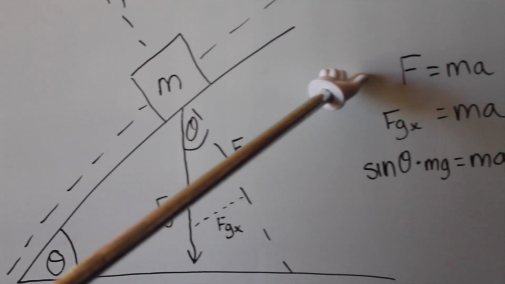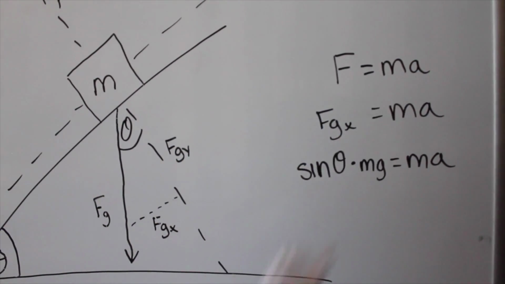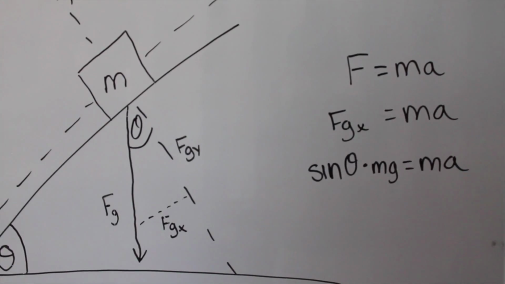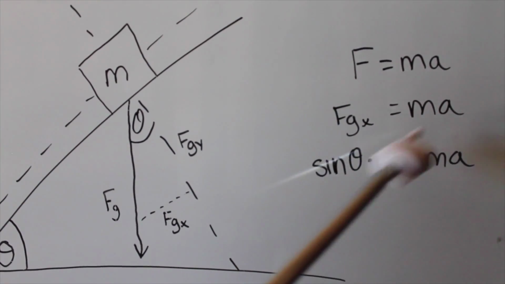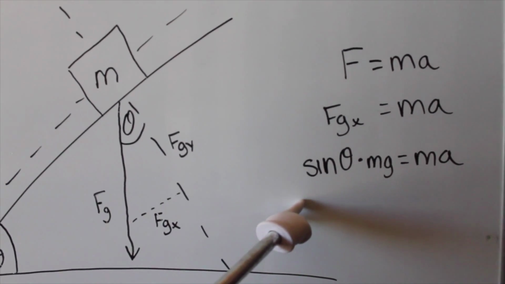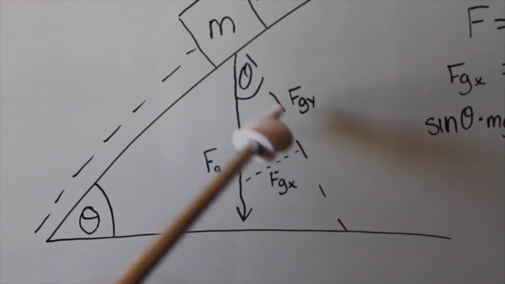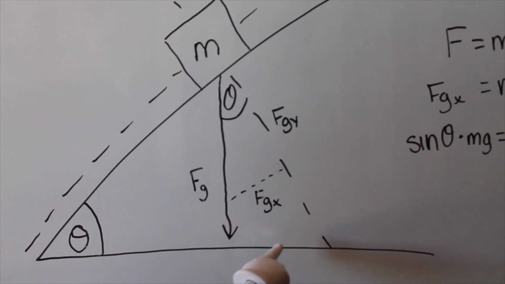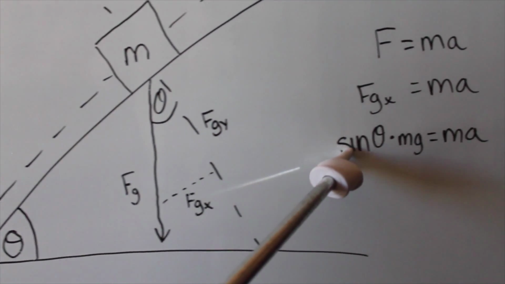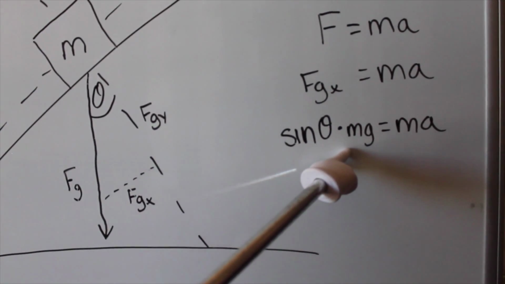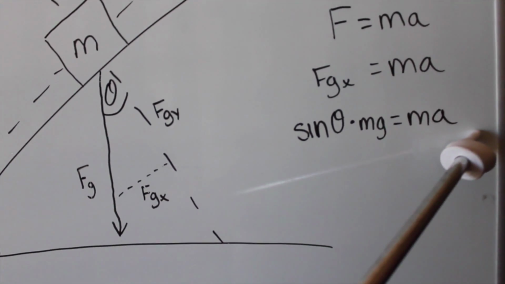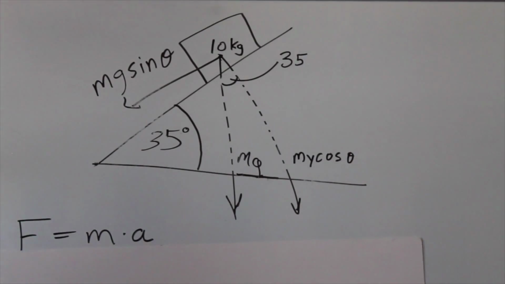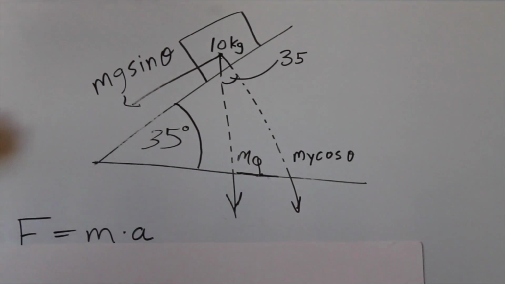So looking over here, we have our equation force equals mass times acceleration, and then we set the force equal to FGX equals mass times acceleration. Once we expand it, we can go back to the triangle and see that the FGX is opposite from the angle, so you would plug in sine theta times mass times gravity equals mass times acceleration. So this is our first inclined plane problem.